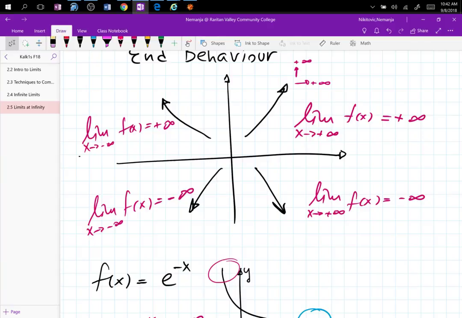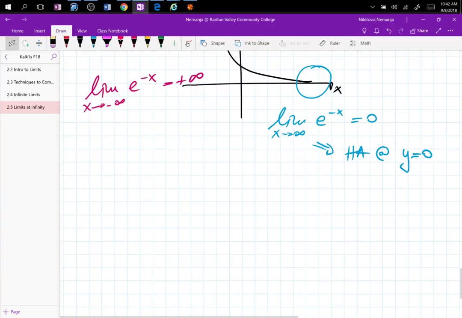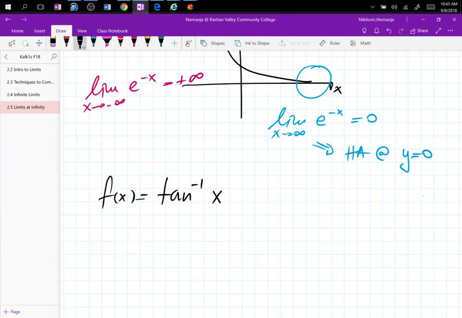I want to draw a few more examples. In particular, one example that is very important, and that is inverse tangent. You absolutely must know this function, otherwise some of the steps in the future are not going to go too well. So f of x equals tangent inverse of x.